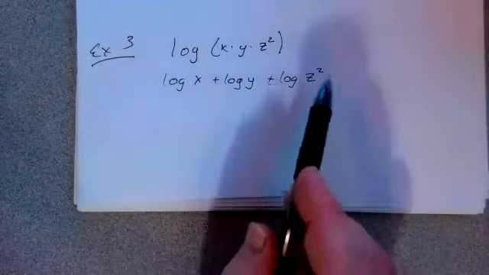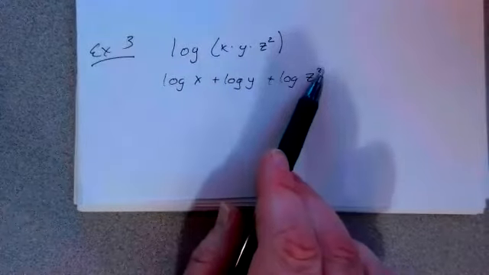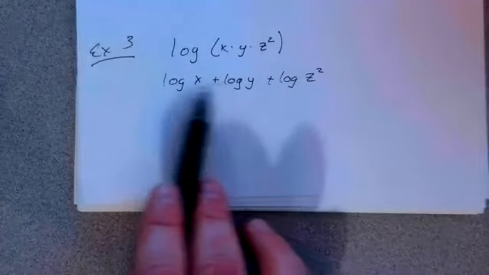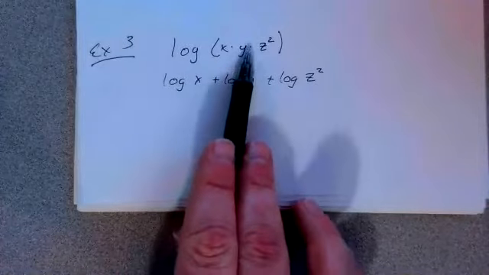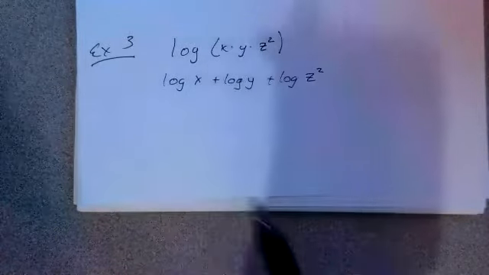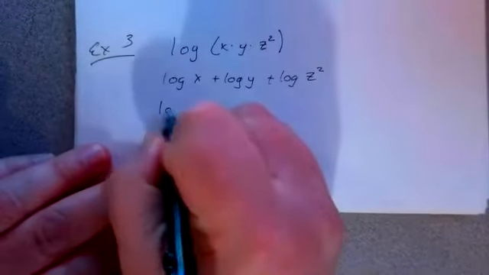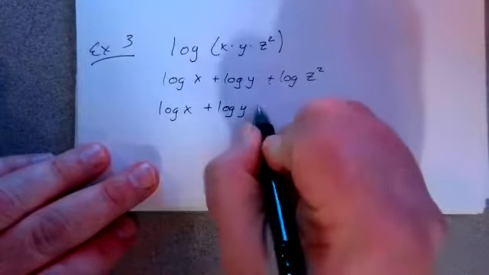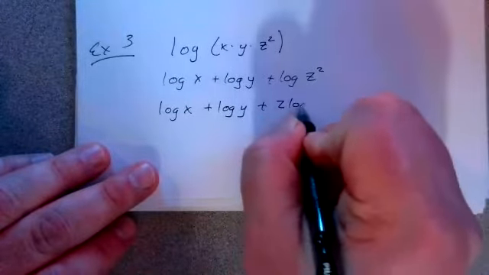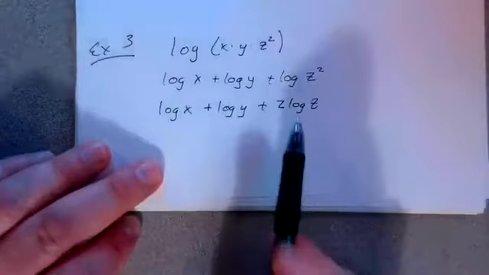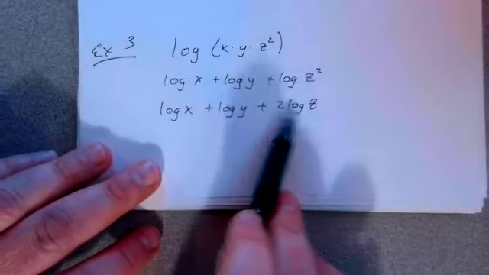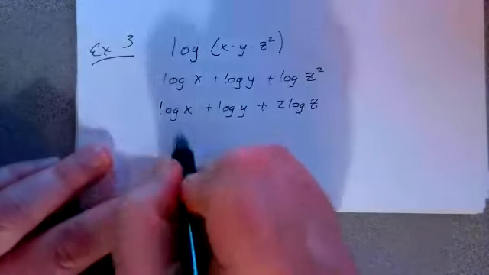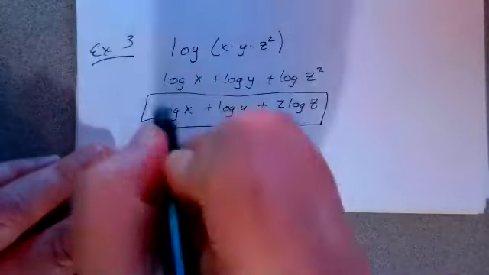And now, finally, I got to take that 2 and bring it in front of just this log. Notice I'm not going to have a 2 in front of these guys because there was no exponent for y or x. So my final answer here is going to be log of x plus log of y plus 2 log of z. Yes, Mr. Stevens, your 2's and z's look similar, but my z has a dash through it, the 2 doesn't. So that will be my final answer.